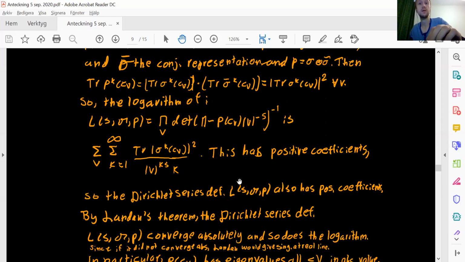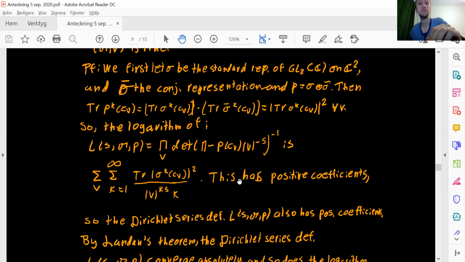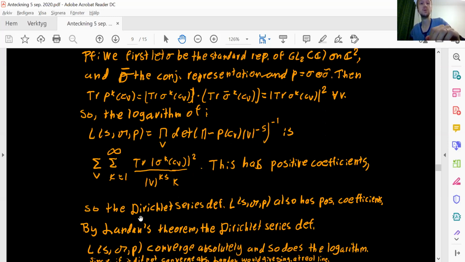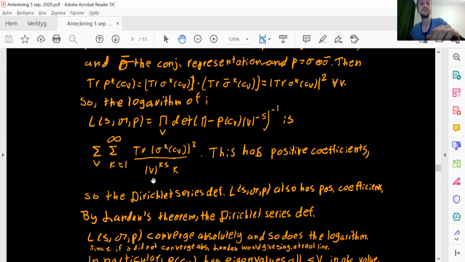The special thing is that P is the tensor product of a representation and its conjugate, and therefore, yes, precisely, this has positive coefficients. So the Dirichlet series for this also has positive coefficients. And then you can use Landau's theorem, which tells you that the Dirichlet series for this L function converges absolutely, and you know also that the logarithm does.